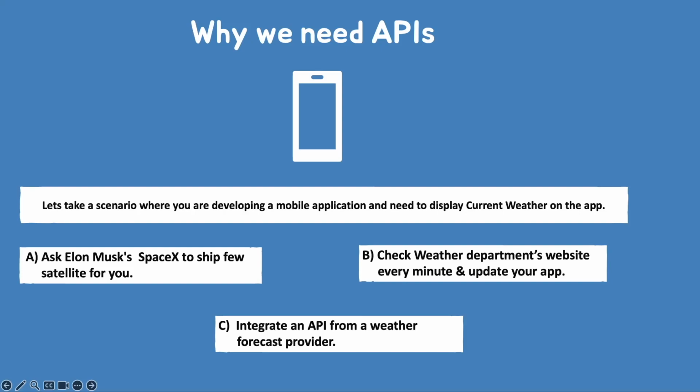The third option is to integrate an API from a weather forecast provider so that programmatically, through machine-to-machine communication, your system will interact with the weather API every minute or 2 minutes and get the data via API and update your system. And whenever a user refreshes their app, they get the latest data based on the location. The third one is the best option. So now you see how APIs help here.